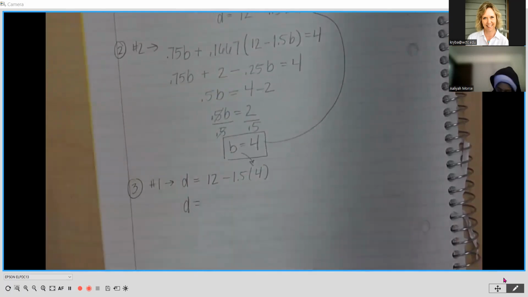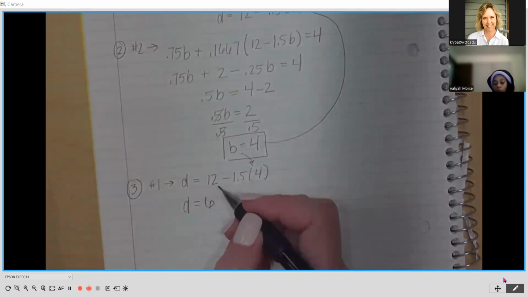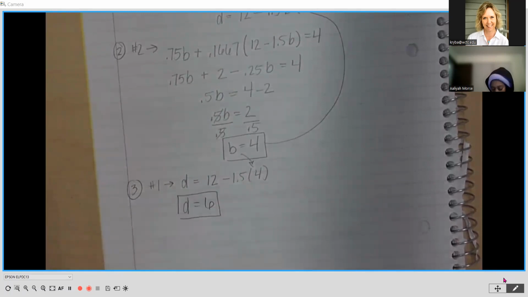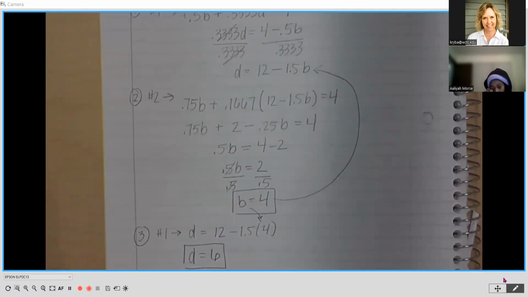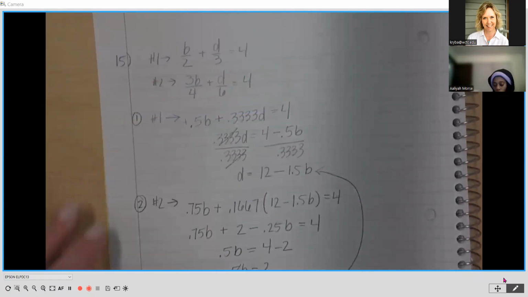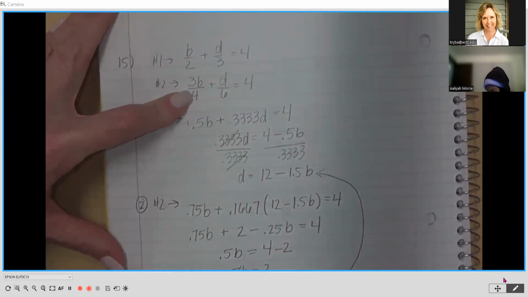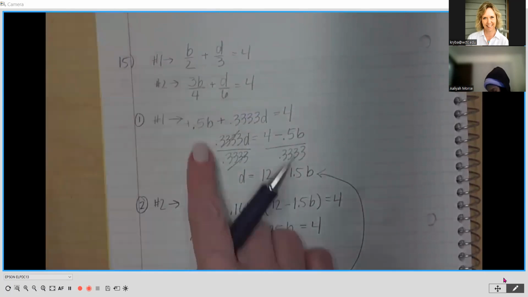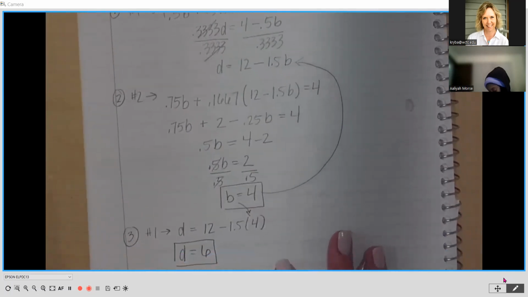And D then is going to be equal to 6. So if we go back up to the top and we put these values in, our B is 4. So 3 times 4 is 12, divided by 4 is 3. 6 divided by 6 is 1. So 3 plus 1 is 4. Okay. Any questions?